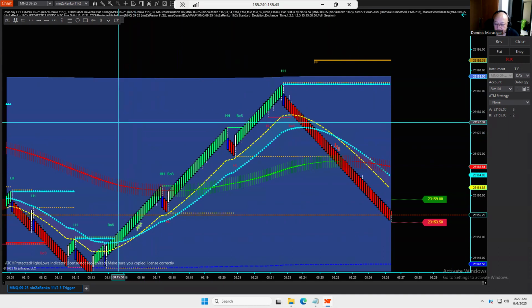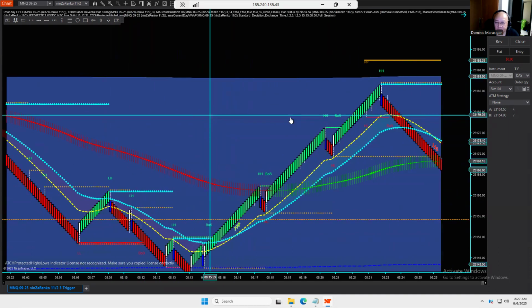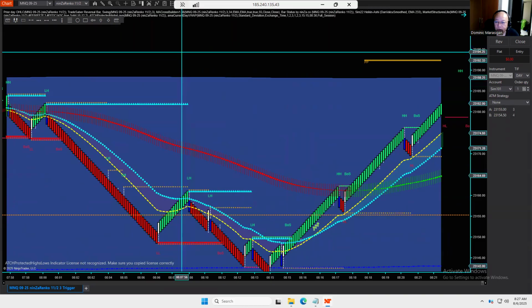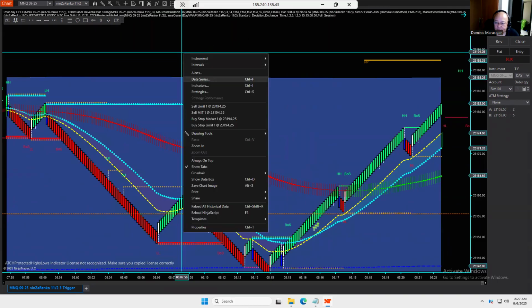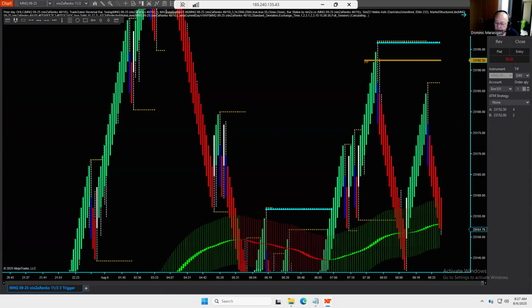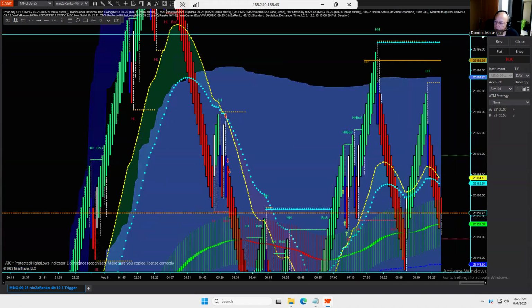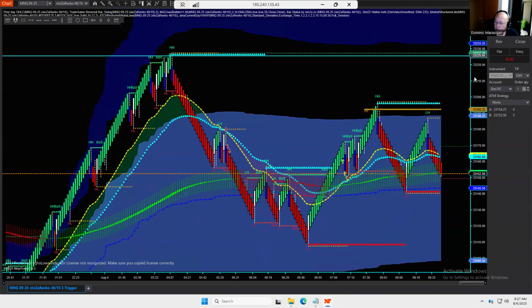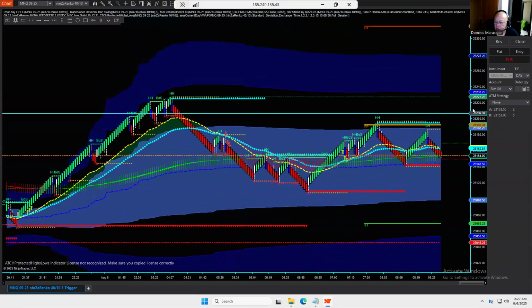Now, if you're using this one, I'm going to add something here. So this is 11 by 3. Now, if I have a 40 by 10, at least you can see the difference here. Say 40 by 10, which captures the trend a lot cleaner. There's your 40 by 10.